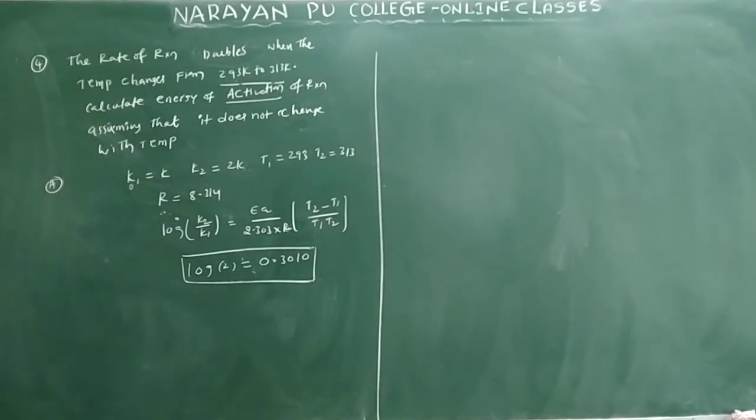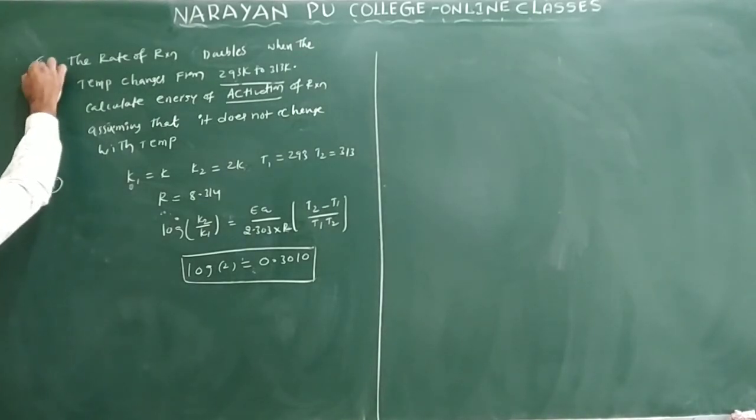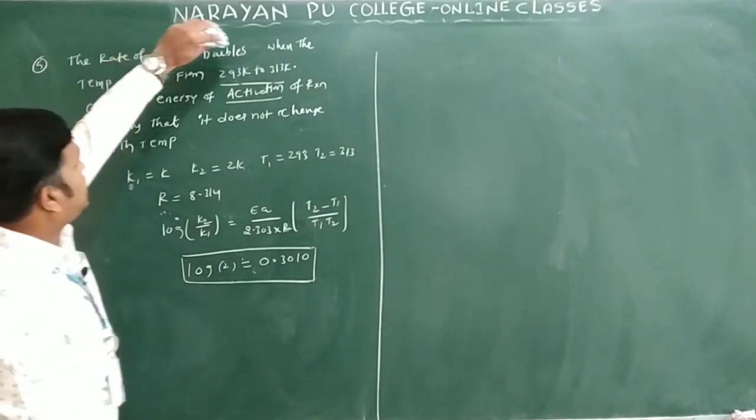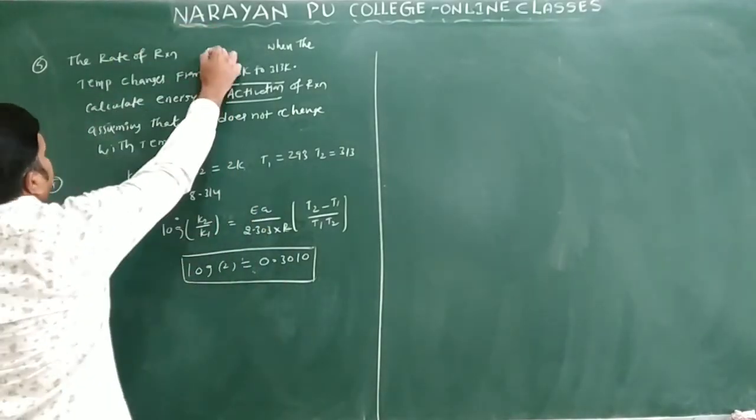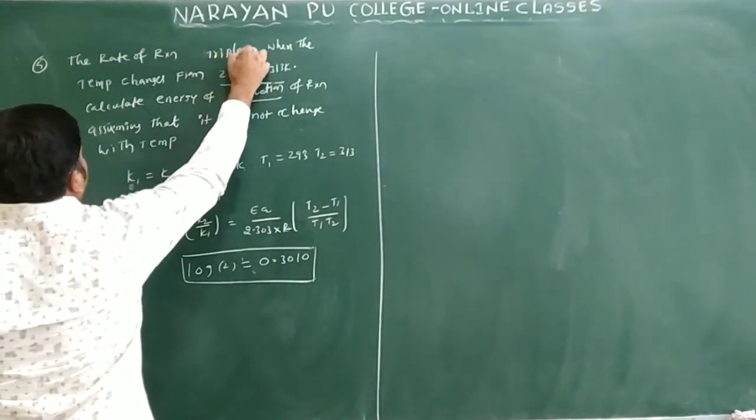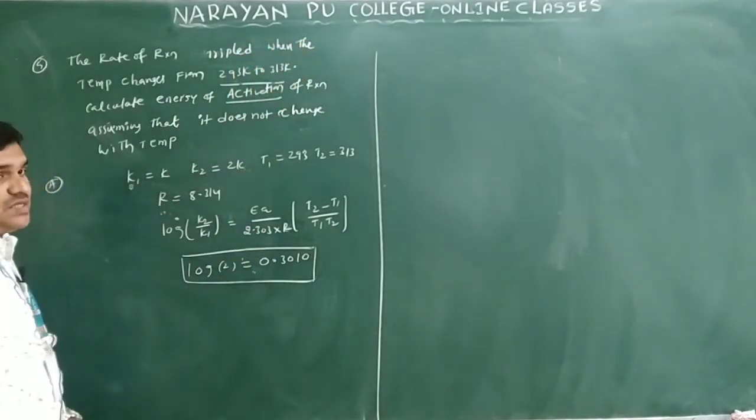Okay. And one more, I just want to change the problem like this. This we can take in the form of question number 5. We can take the rate of reaction becomes triple. The rate of reaction becomes what? Triple. Same concept is there.